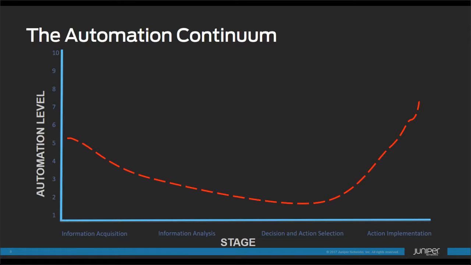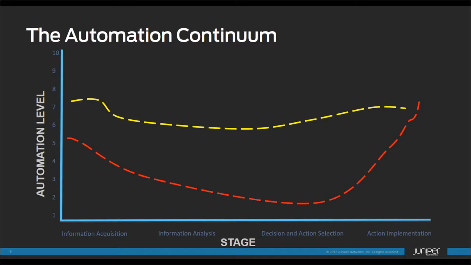So if we put this on a graph, this is what we call the automation continuum, right? Along the bottom, we have the stages, and then we have the automation levels. This is human-driven automation. So in the information acquisition, you might run a script or something to go gather information from devices, run op commands, get some state, maybe look at the configuration or something like that. But the information analysis and the decision and action selection are usually done by humans. And then you make some sort of action. You can either go out and change something yourself or you run some other script. But in between there, it's consuming automated information as a human and then kicking off some sort of other automation.